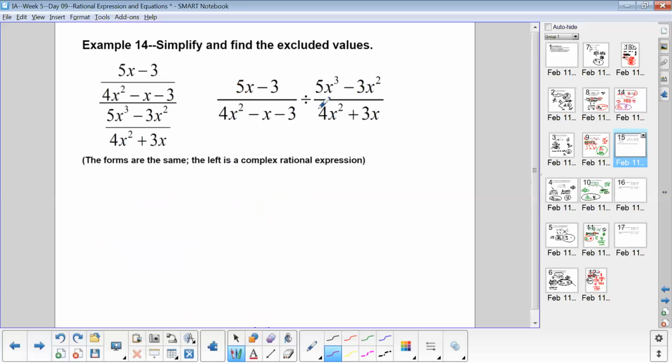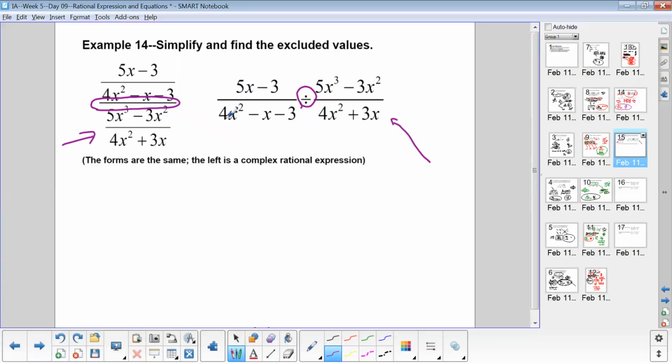Same thing here. We see the division. We see this is just a complex fraction. It's saying this expression divided by this expression. So write it however you like, or understand that since you're dividing, this expression is going to have to be reciprocated, just like the second fraction here would have to be reciprocated.